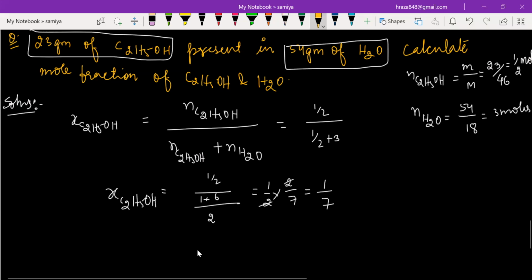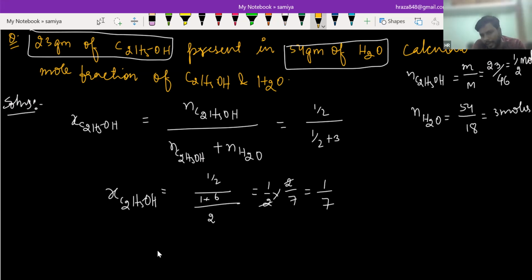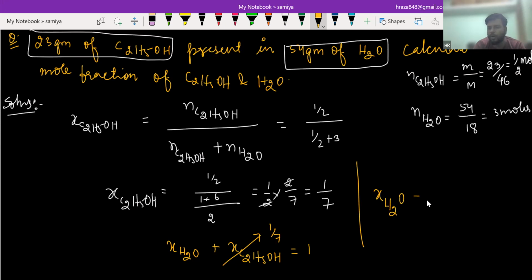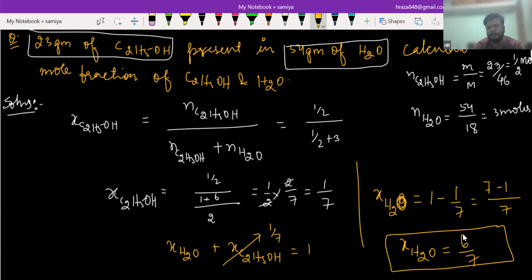Yes, sir. Now we can easily find the second mole fraction, that is the mole fraction of H2O, with the help of the sum: mole fraction of H2O plus mole fraction of C2H5OH is equal to 1. We already calculated it as 1 by 7. So mole fraction of H2O will be equal to 1 minus 1 by 7. Taking LCM 7, it's 7 minus 1, so mole fraction of H2O will be equal to 6 by 7. Got it? Yes, sir.